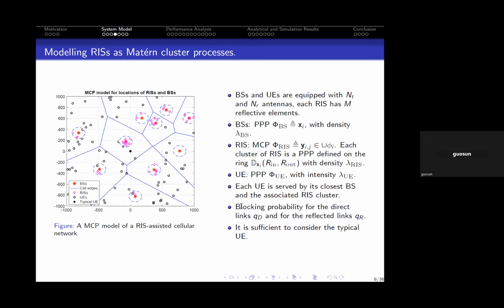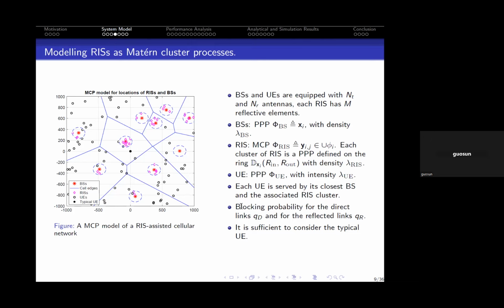The base station and the user are equipped with multiple antennas. Each RIS has many reflective elements. The base station, like this red star, is the center of the cell. Around the base station, there are many RISes following a secondary Poisson Point Process, which is the definition of the Matern Cluster Process. They are clustering around the base station. Then the users are randomly located, another Poisson Point Process. So there are 3 Poisson Point Processes.